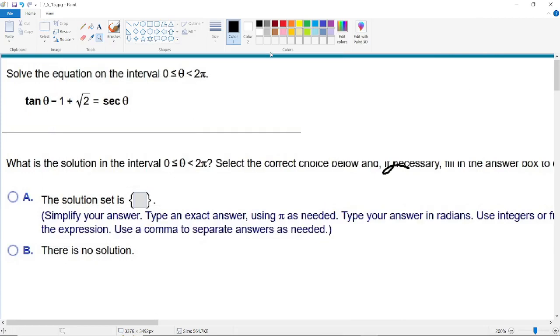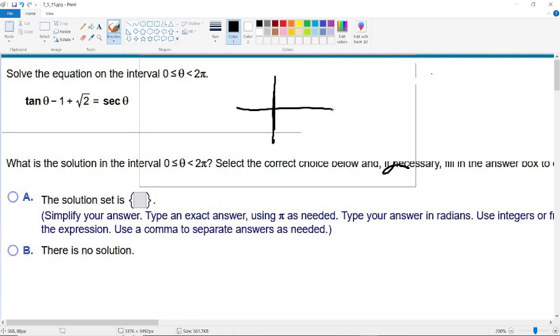Here's our next one. This is 7.5, number 15. Tangent theta minus 1 plus square root of 2 equals secant theta. Somewhere I'm going wrong with this one and I'm missing a step or something, but I have an answer. It's just that you have to check the solutions to make sure they work. So we're in 0 is less than or equal to theta is less than 2 pi.